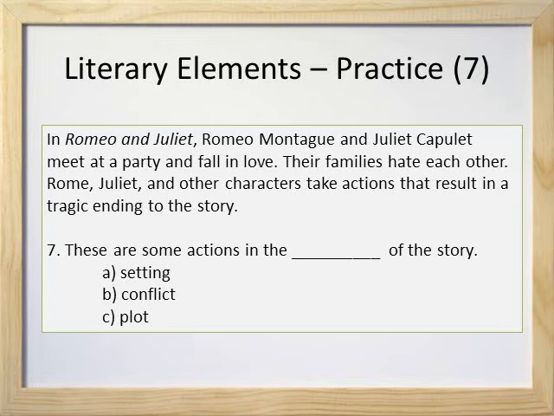In Romeo and Juliet, Romeo Montague and Juliet Capulet meet at a party and fall in love, but their families hate each other. Romeo, Juliet, and other characters take actions that result in a tragic ending to the story. Number 7, these are some actions in the what of the story? A. setting, B. conflict, or C. plot.